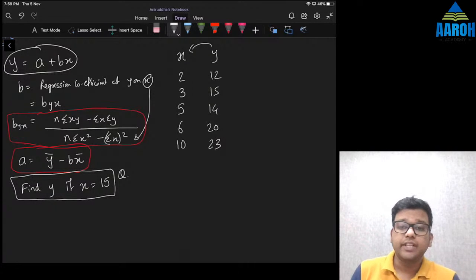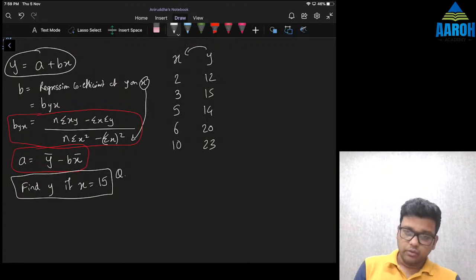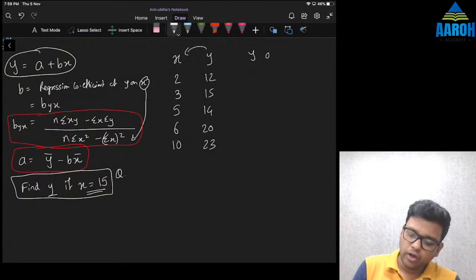Now if x is 15, then logically, if positive correlation is there, y's answer should be greater than 23, right? So let's check if we get an answer like that. Let's try. Correct, Sukanya, Rishura, Sanika. We want y if x is 15, so we need y on x.